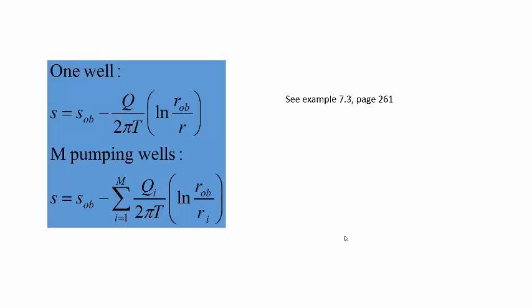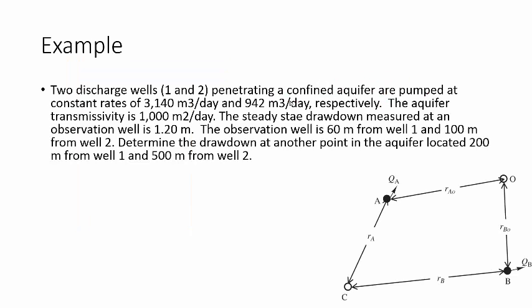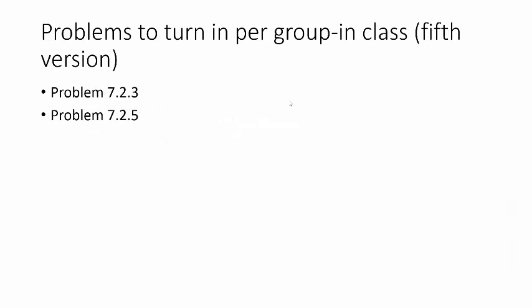This is for multiple wells, and this is for confined wells, and this is the giveaway that tells you it's a confined well. I want you to look at example 7.3 on page 261. Study it on your own. And these two problems you need to turn in at the end of the class.